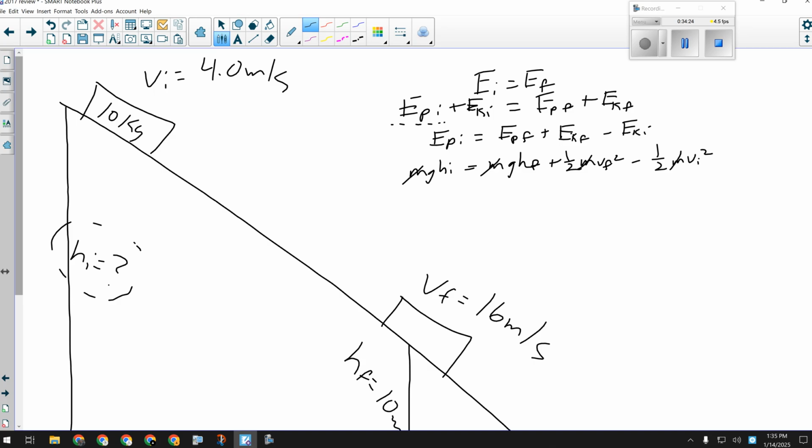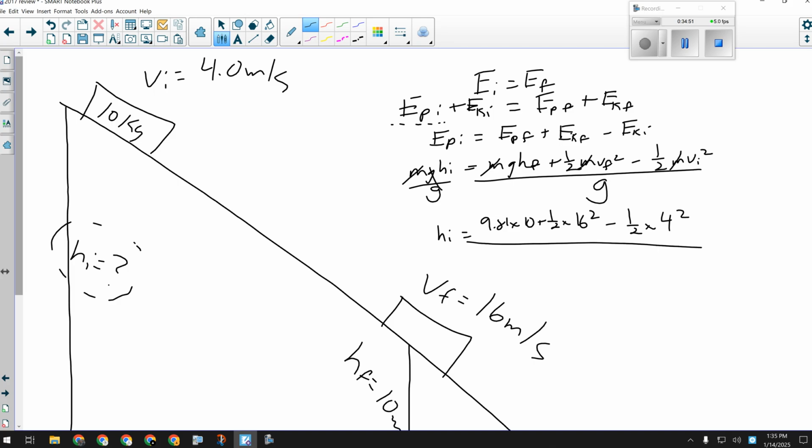The m's will cancel, they're in every term. You don't have to cancel them. I gave you the mass, so you could have plugged it in for every one, but you'll get the same answer. I just need to isolate h initial, so I'm going to divide both sides by g, bring it over here, and then I'm just plugging in my numbers. 9.81 times 10 plus 1/2 times 16 squared minus 1/2 times 4 squared, divided by 9.81.